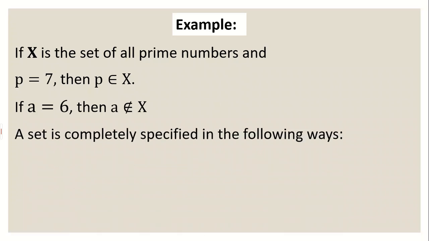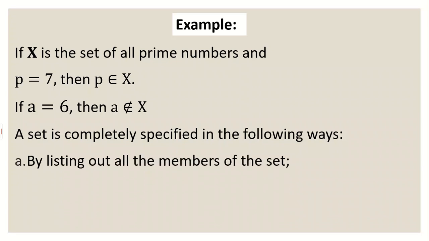Then we have this note for us. It said a set is completely specified in the following ways. Now, the first one is by listing out all the members of the set. If you are given some set where the elements are not actually given, you need to obtain the elements by yourself. So you call it set builder. We are still going to talk about that one. So you need to list out the elements.